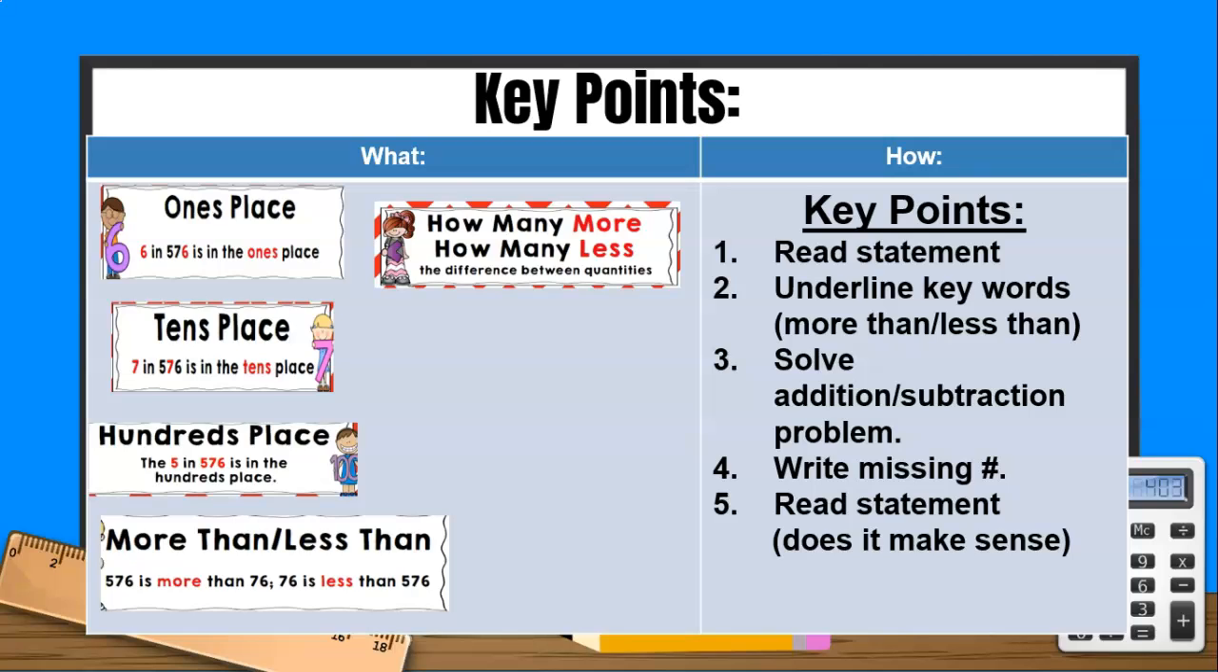For today, you're not writing the key points because we're going to review them on our Pear Deck. The first thing that you need to do is you're going to actually read the statement. Step number 2, you're going to underline keywords, and the keywords are either more than or less than. Then, key point number 3 is we're going to solve the addition or the subtraction problem based on what it tells us. Then, step number 4, we write the missing number. And step number 5, we're going to read the statement and we're going to check, does it actually make sense what I'm saying? Are you ready to learn? Because I am.